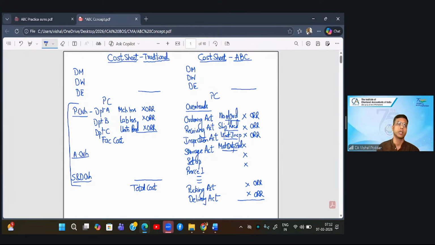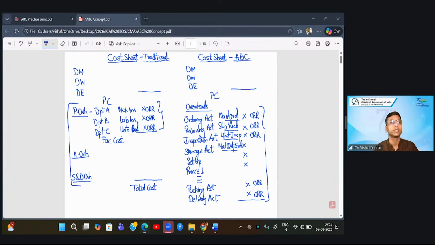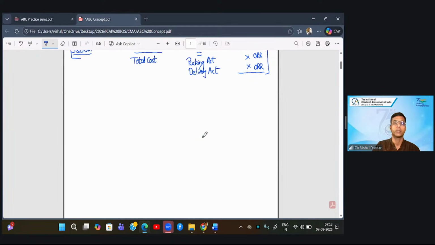As you can see, what was done here in 2, 3, 4 departments is done here in numerous activities, because of which the charging of cost, the computation of cost becomes more detailed, and the more detailed it is, the more precise. So this is the basic ideology, the difference between your earlier method and your new method, which is called ABC. Now let me show you the process.